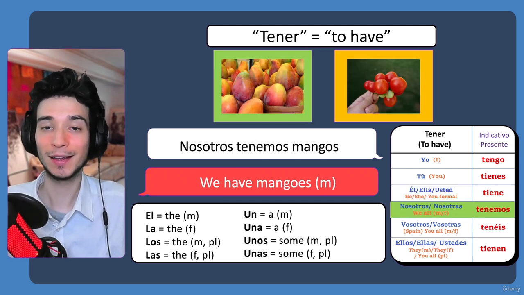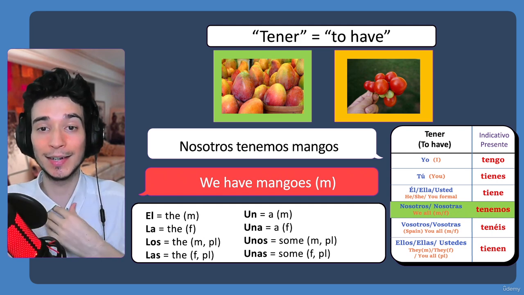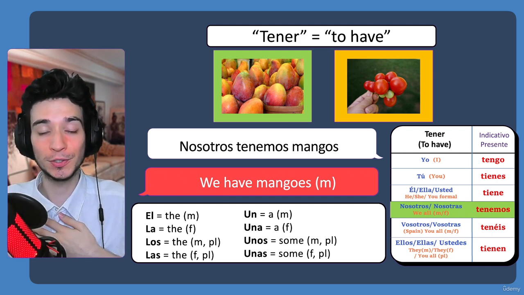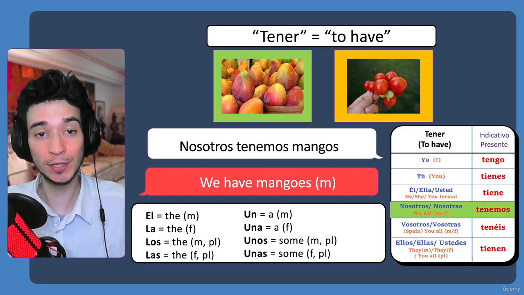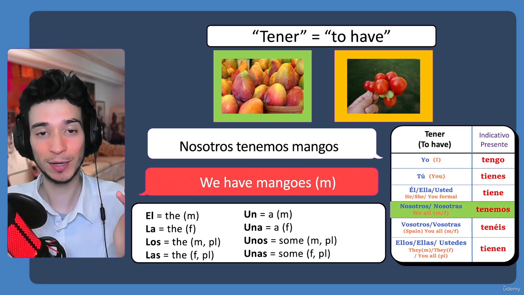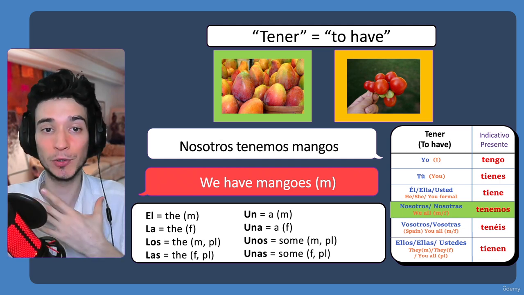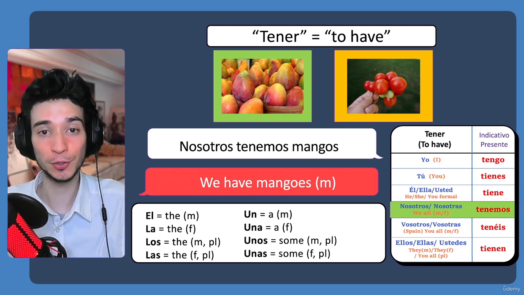The next ones. Nosotros, we. Nosotros tenemos mangos. We have mangoes. And I'm using nosotros because it can be male and it can also be mixed. So if you're with your wife, for example, you can also say nosotros tenemos mangos. We have mangoes.